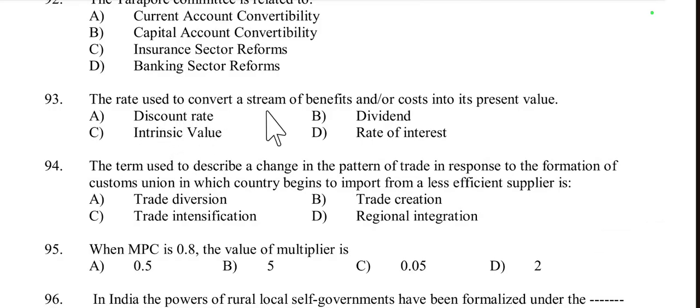And then question number 93. The rate used to convert a stream of benefits and or costs into its present value is called the discount rate, dividend, intrinsic value or rate of interest. It is called the discount rate because the discount rate is used to convert a stream of future benefits and costs into their present value. So it reflects the time value of money, allowing for the comparison of cash flows occurring at different times.